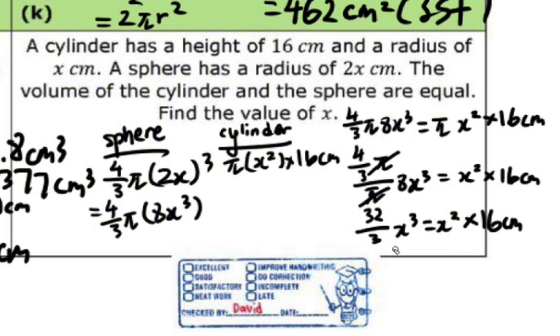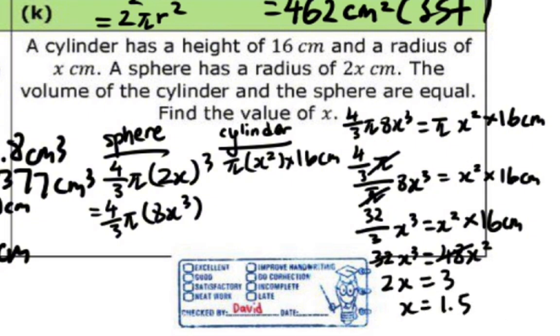And we can take the 3 and multiply it with 16 cm. So 32 x cubed would equal 48 x squared. So we can divide these. So this will be 2x equals 3. So x would equal 1.5, and that will be our final answer.